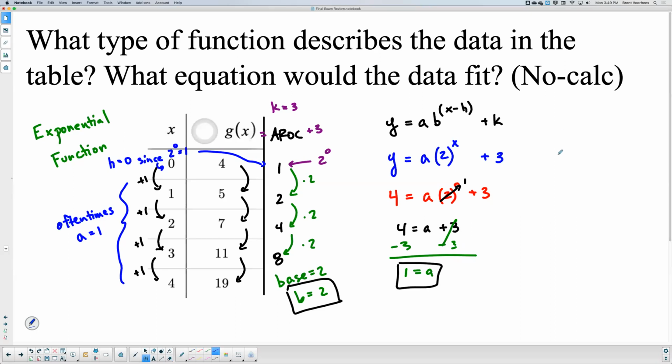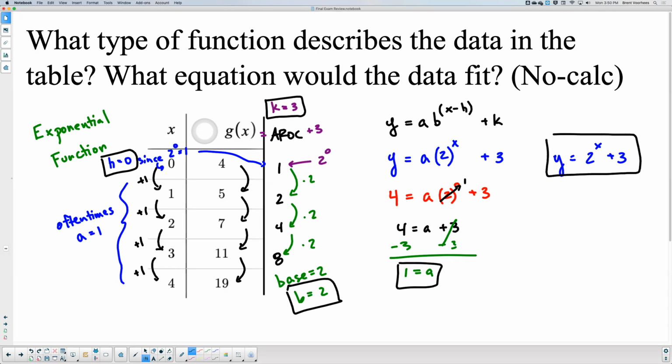So come back over here. Now I want to say y equals 2 to the power of x plus 3. And I got my answer. I have all the values I need. I have h equals 0, since 2 to the 0 was that AROC value of 1. We found out k is 3 because it takes the AROC plus 3 to get back to the y of 4. I had the base of 2, and we solved for a. I only had to plug in one value. This is my equation right there, and you can check with any other value if you wanted to.